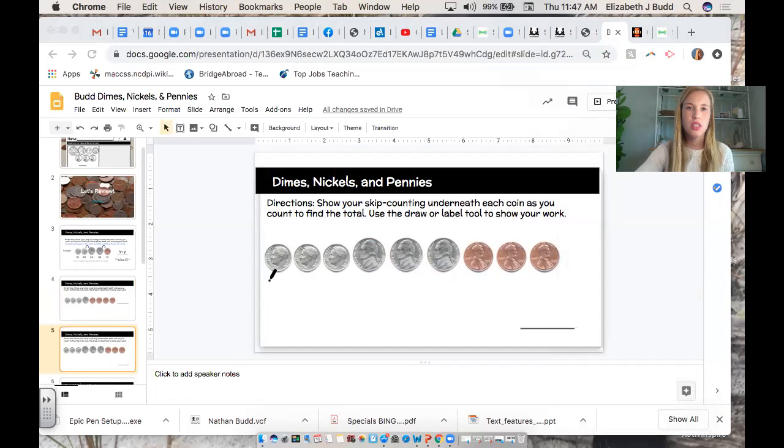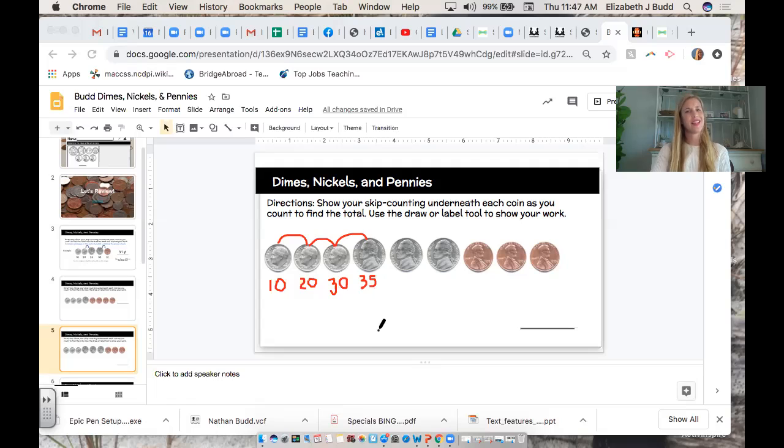And the first thing we're going to do is write down a 10 underneath our dime because that's what we're starting with. Then we're going to skip count by 10. So 10, 20, go a little bit faster this time, 30. Okay, wait a second. I want you to think, can we continue skip counting by tens? The answer is no, because we're moving to adding nickels. So now we're going to take 30 and add 5 to it to get 35.